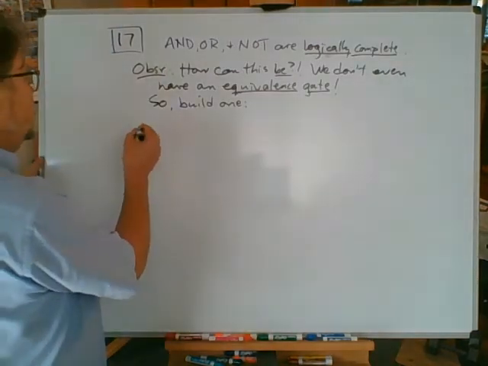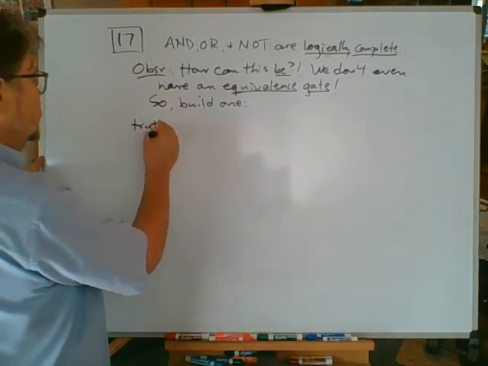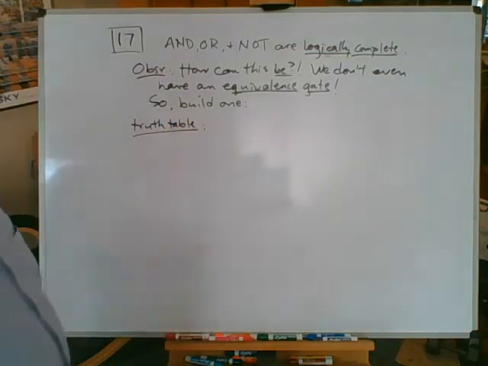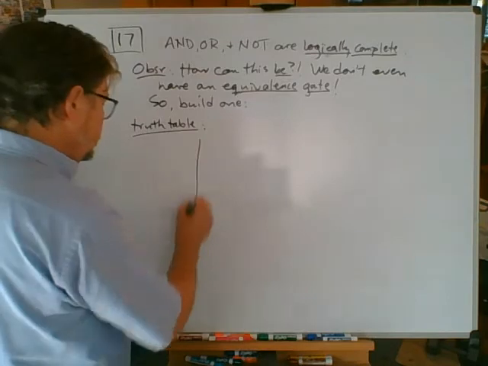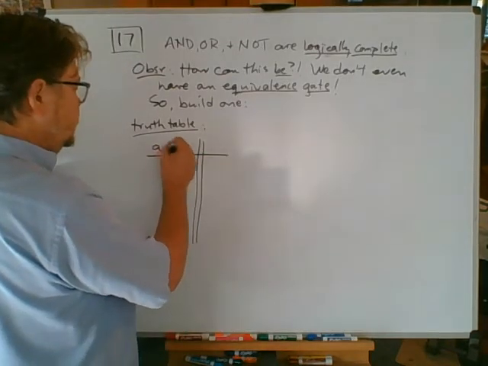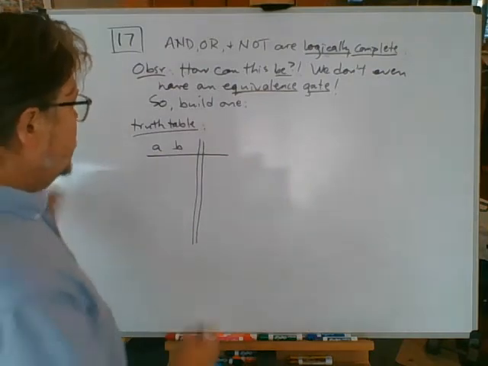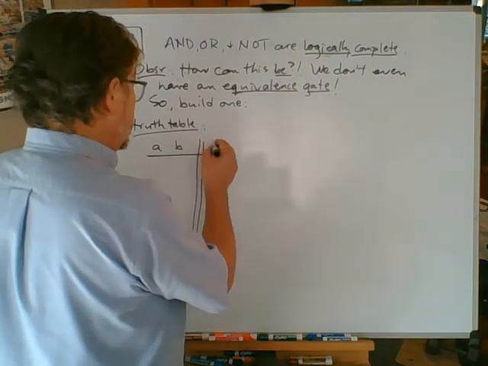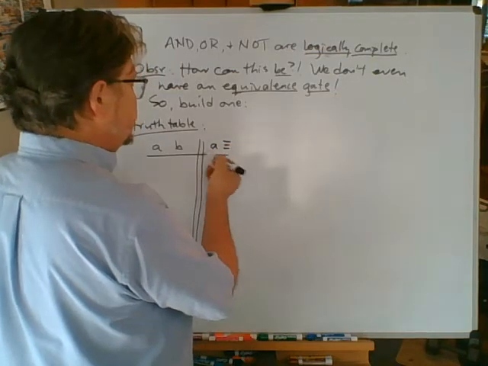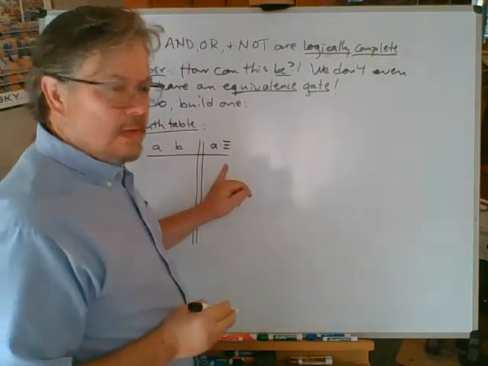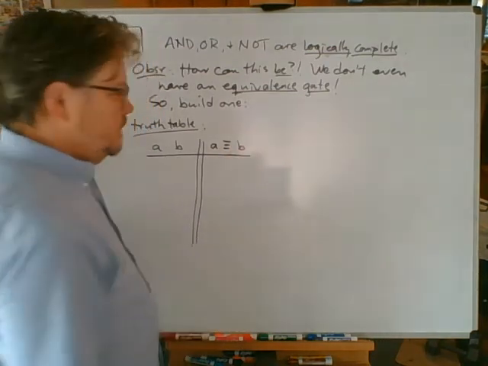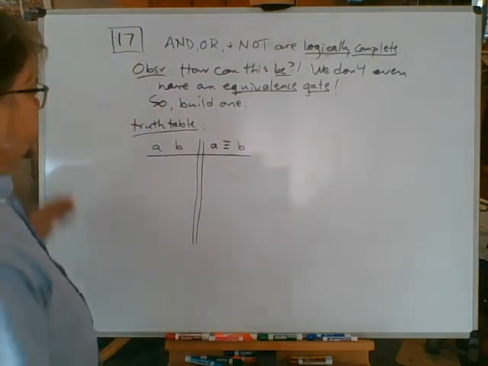Truth table. My two inputs, and I'm going to stick to A and B. They've worked for me so far. I'll stick with them now. And over here, I don't have a special symbol, so I'll make one up. A and B with a thing like an equal sign except three lines instead of two. A is equivalent to B, meaning they have the same value.